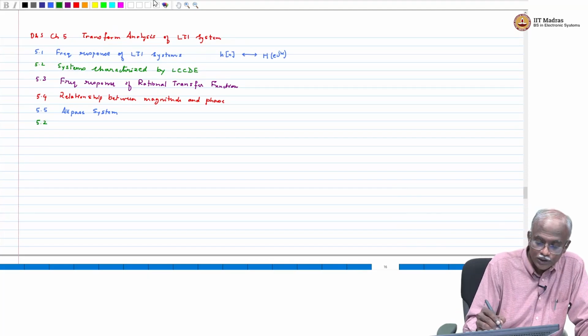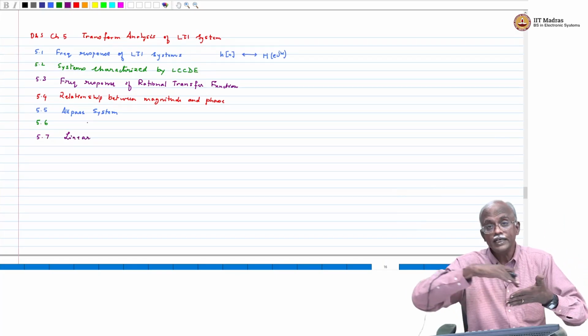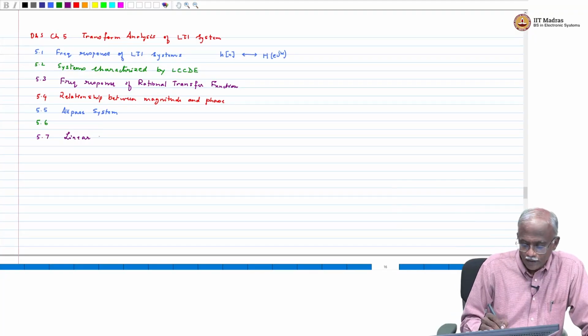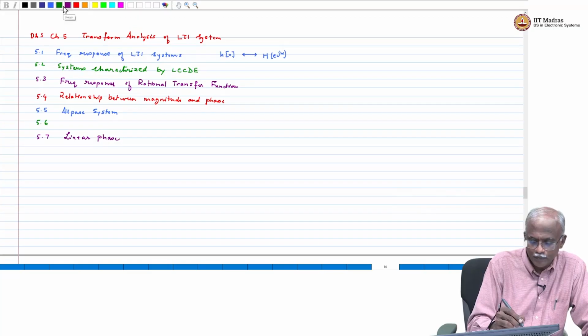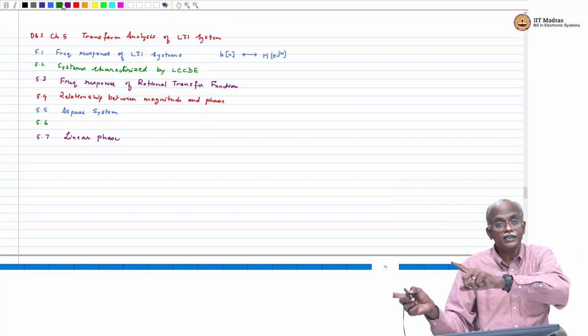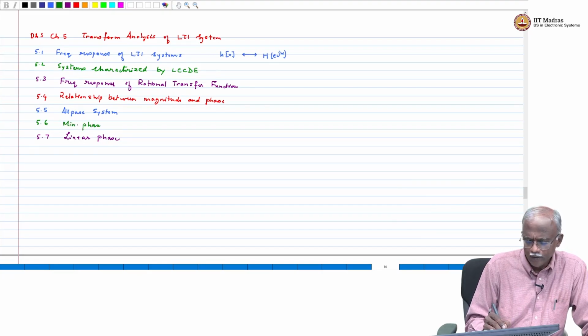And of course, we will also be studying two types of LTI systems. The first one is going to be LTI systems which have a linear phase, a phase that varies linearly with frequency. And in connection with what linear phase means, we will also talk about something called a minimum phase system.